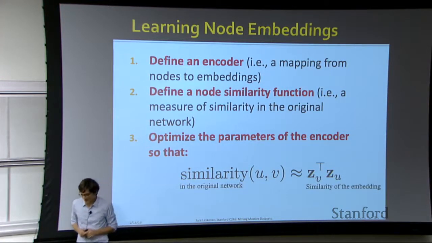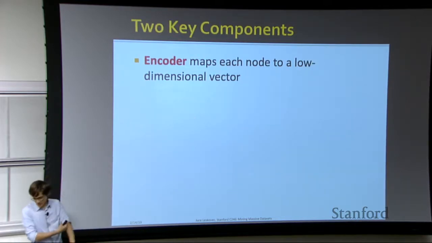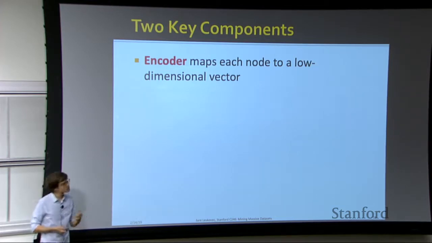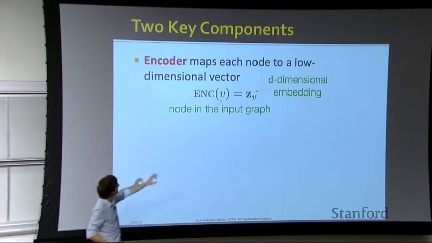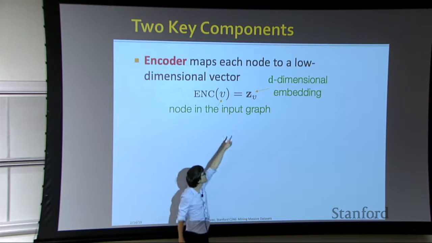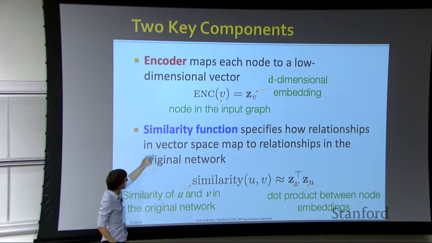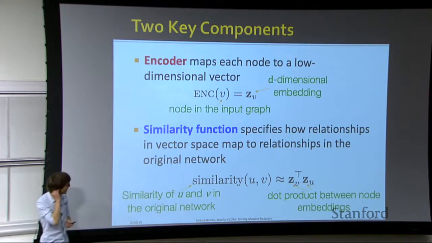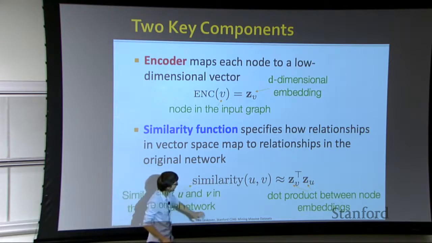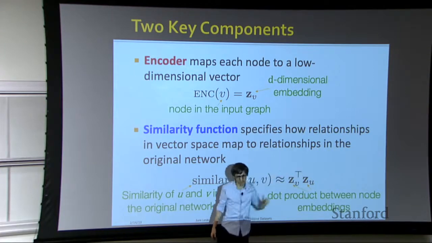All right, good. So these are the three things we need to do. There are two key components. First is this notion of an encoder that maps each node to a low-dimensional vector, right? The idea is that the encoder takes the identity of the node and outputs the d-dimensional embedding z of that node v, okay? And then the second important component is the similarity function that specifies how relationships in the vector space map to the relationships in the original network, right? So similarity of u and v in the network can be approximated by the dot product, or the similarity, between the coordinates assigned by the encoder to the two nodes.